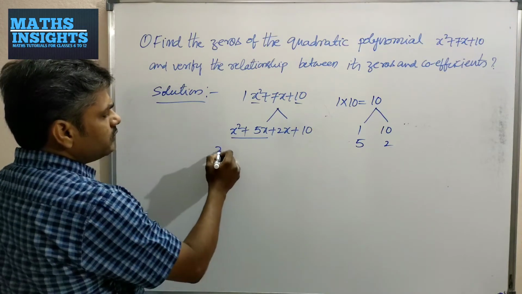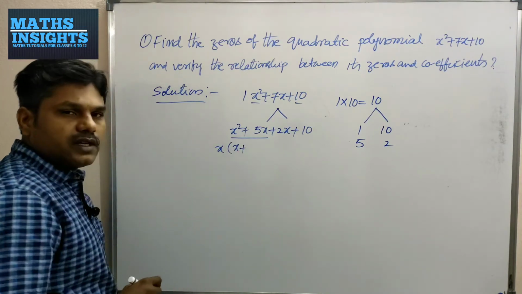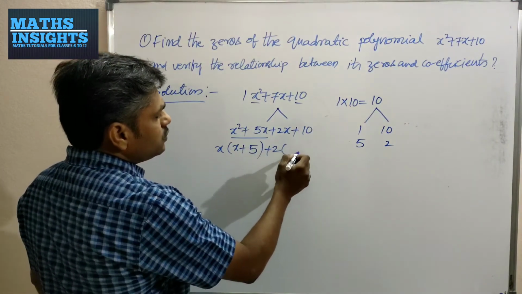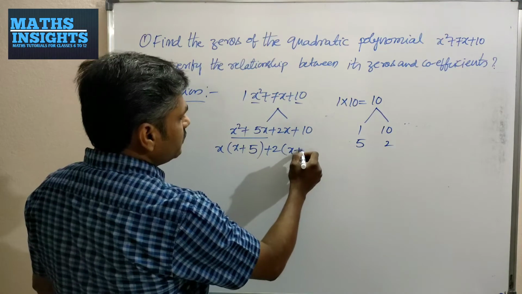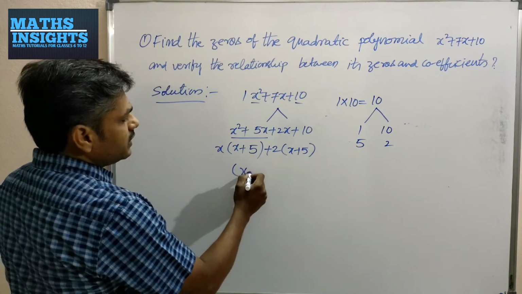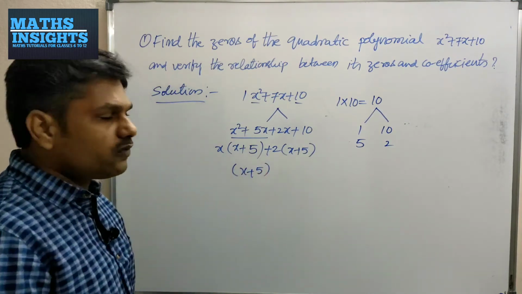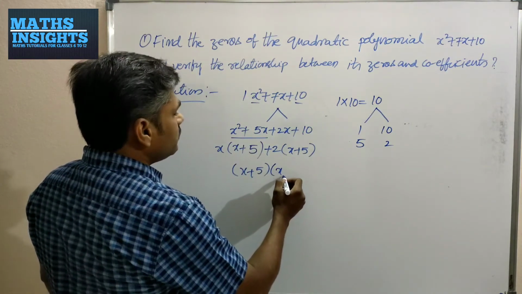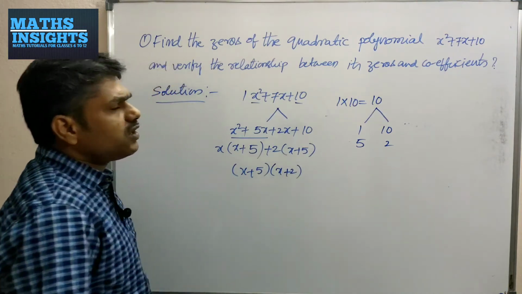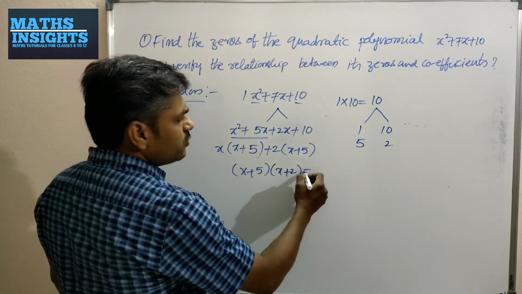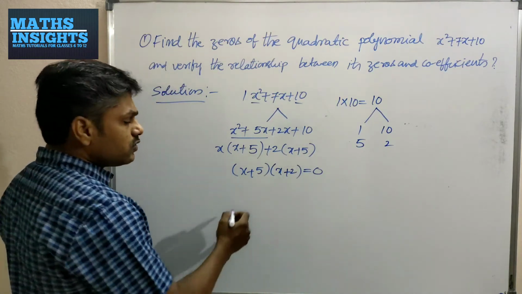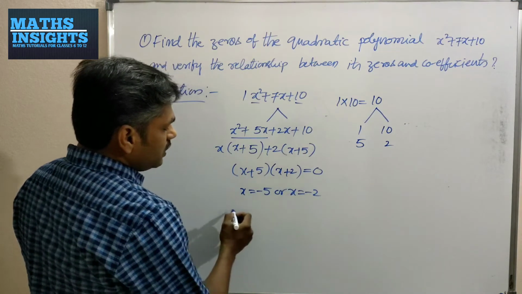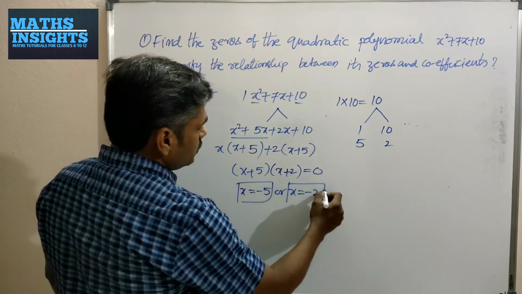Now you have 4 terms. From the first two, I am taking x as my common factor, therefore x into x plus 5, and also 2 into x plus 5. See, in this case, again you have x plus 5 as common in the two terms. Therefore, x plus 5 into x plus 2. Since you want zeros, this product should become 0. When will it become 0? When x is equal to minus 5 or x is equal to minus 2. So these are the two zeros.